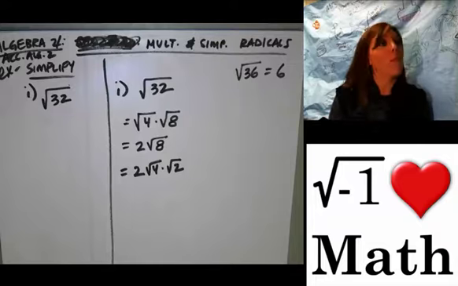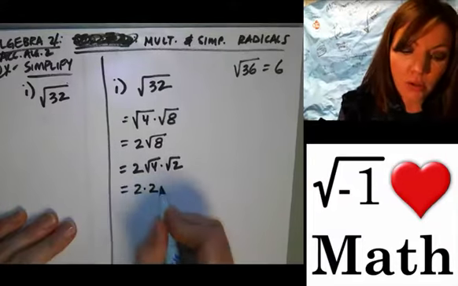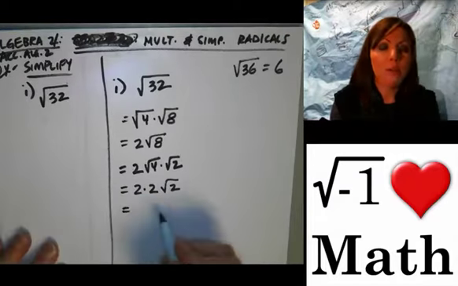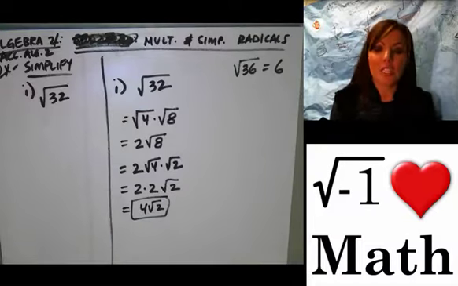Everybody again, what is the square root of 4? 2. And so that's what we have so far. What's 2 times 2? 4. So it's 4 root 2. All right, questions on that?